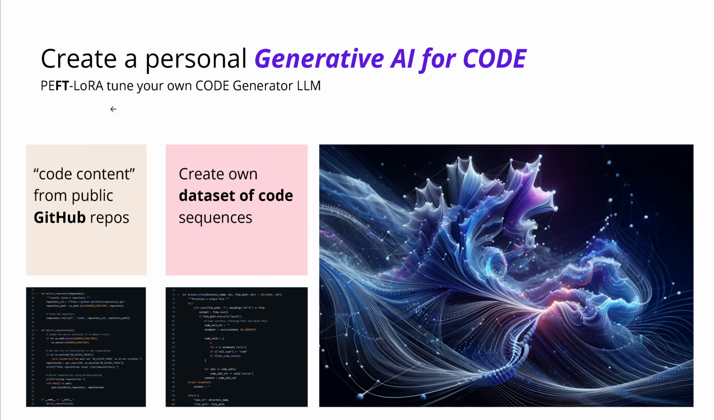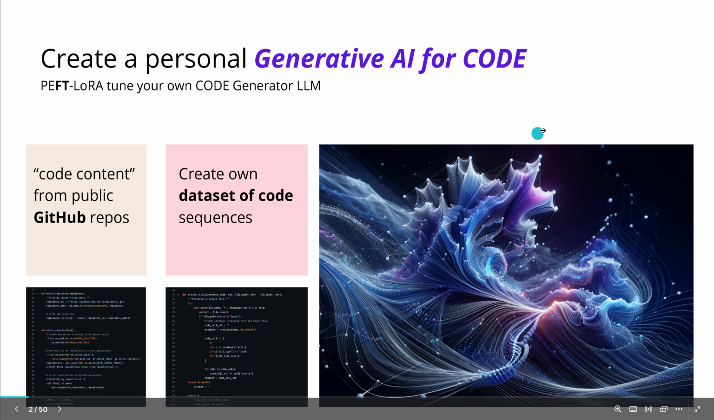We need our training data set, we need content. So we go out and I will show you here the code. We will go to the GitHub repos and have here specific GitHub repos chosen. From those GitHub repos, we will create our own data set of code, our code sequences that will form here the training base for our fine-tuning. I will show you the code how to do this.